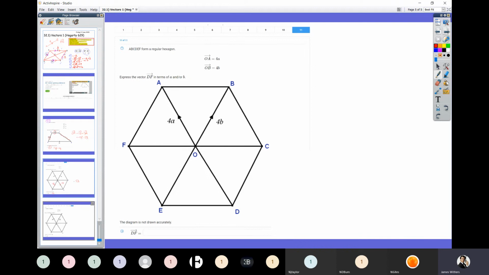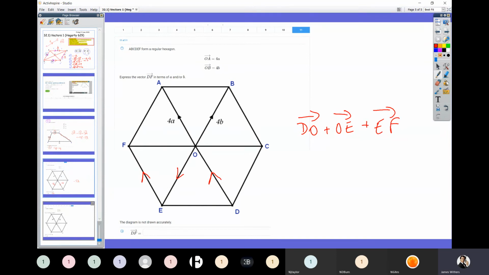And then finally, on this one, again, you've just got to be aware of how we're going to go from D to F. To go from D to F, we're going to go D to O. So you're going to go up there. Then you're going to go down there. So you're going to add on an O to E. And then finally, you're going to do an E to F. Okay, so you've got to zigzag your way there.